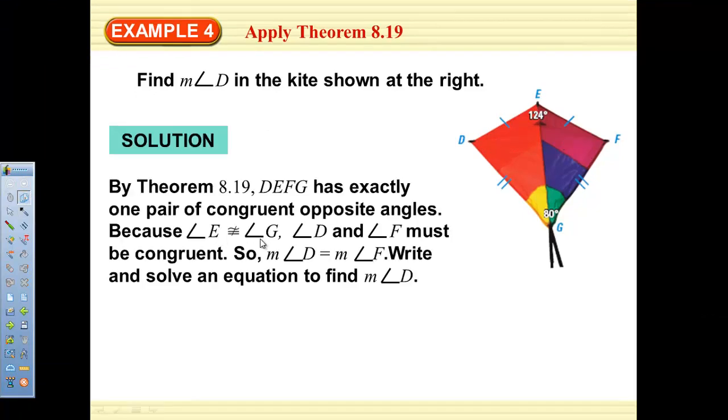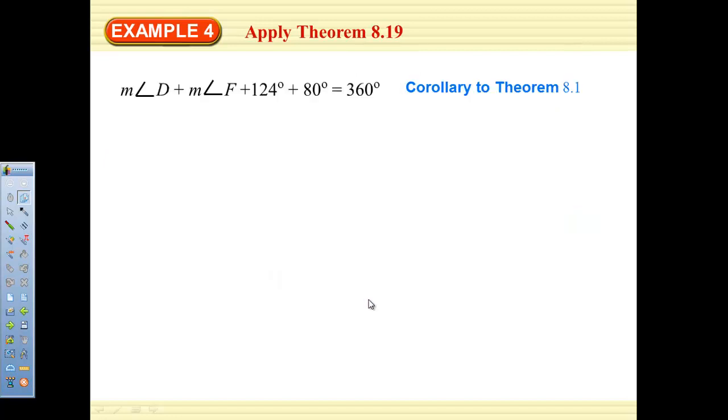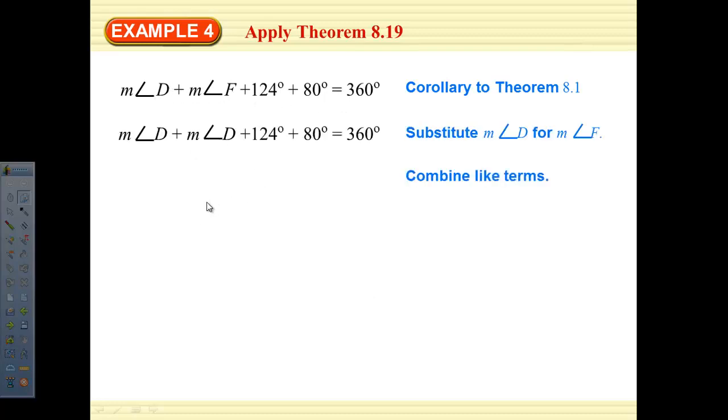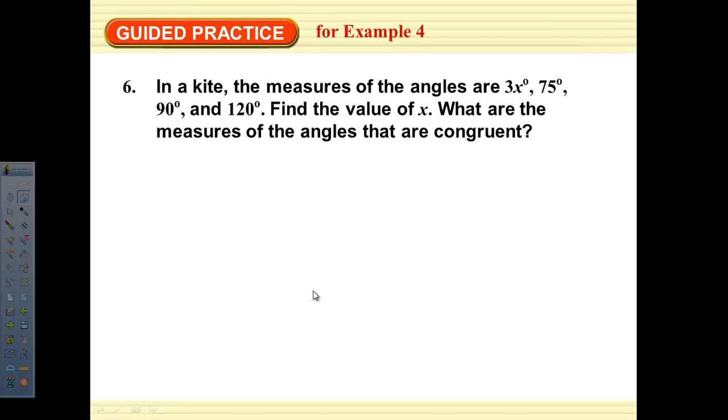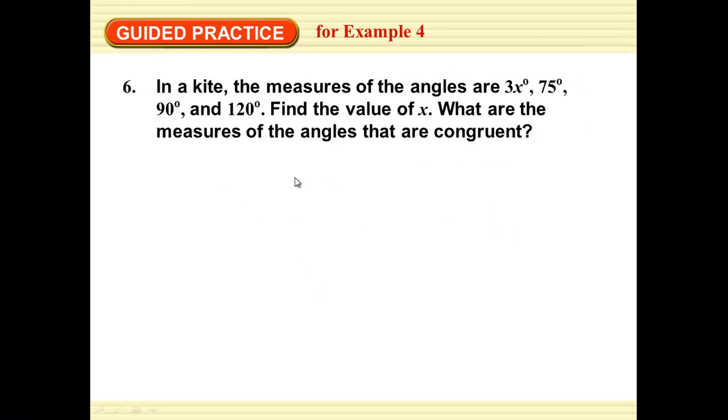So again, E and G are not congruent, so D and F have to be congruent, so they're equal. We write an equation to solve for D. Adding all of them together, remember these two are equal to each other, so there's two of those. I used X, you can use measure of angle D. Subtract 204 and divide by 2, and you get 78. Alright, here's another one, same type of problem.